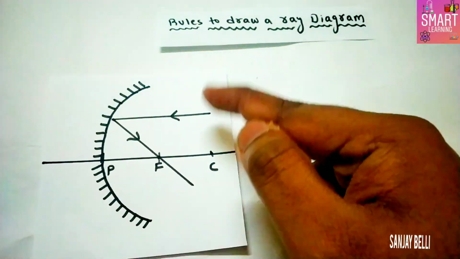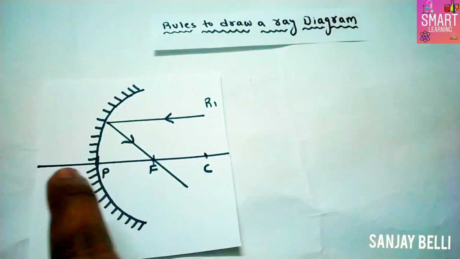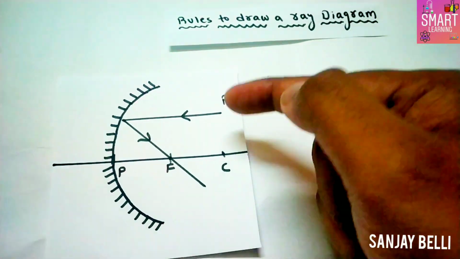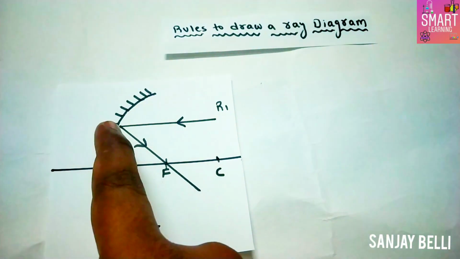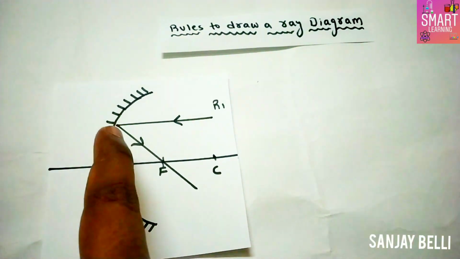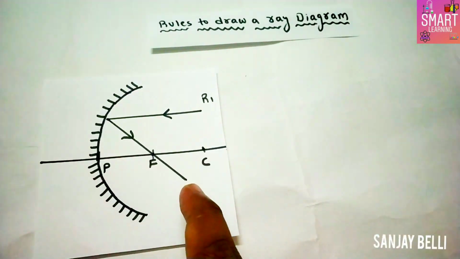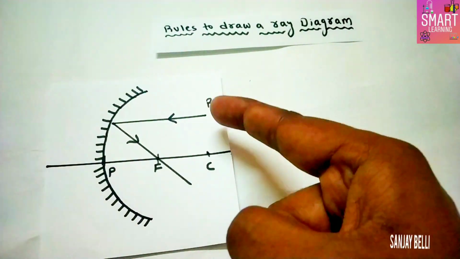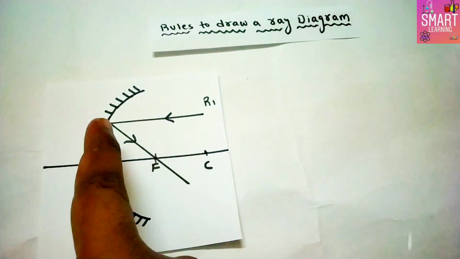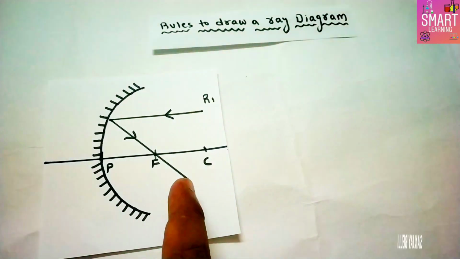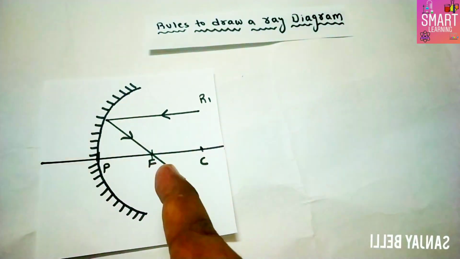Now you see what is your first rule. If a light ray is coming parallel to the principal axis, this is your principal axis, after falling on the mirror, the ray will be reflected and the reflected ray will pass through the focus. When a light ray coming parallel to the principal axis falls on your concave mirror, the reflected ray will pass through the focal point. Simply we can say, parallel to principal axis passes through focal point.